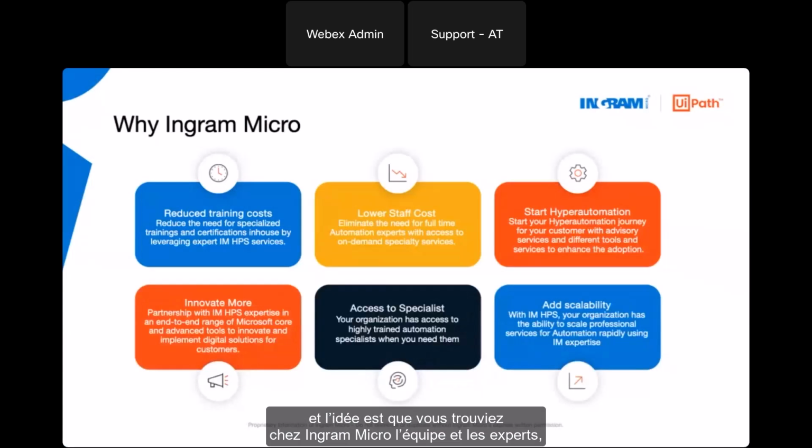And the idea is that you find in Ingram Micro the team, the experts that you need to be part of your process, from identifying the opportunities with your customers, potential customers for automation, and identifying the processes that are relevant for your customers in order to enable the automation, and also have additional services to bring to the table for your customers or for your teams, right?